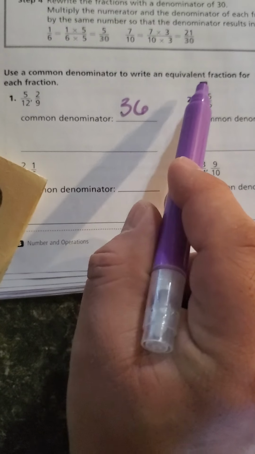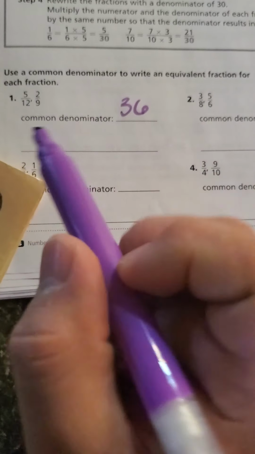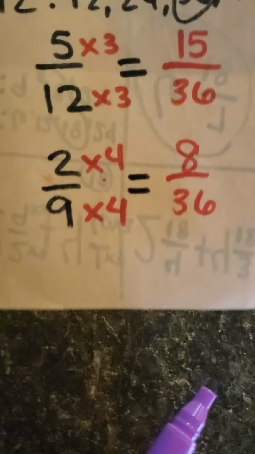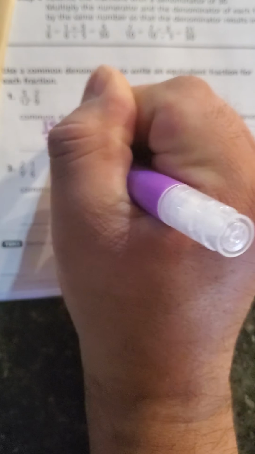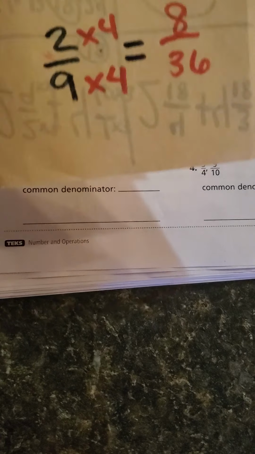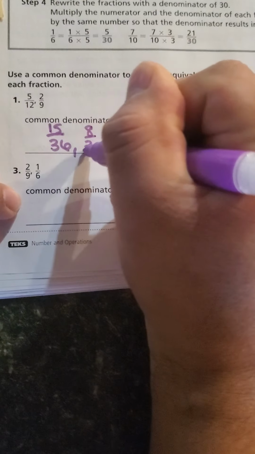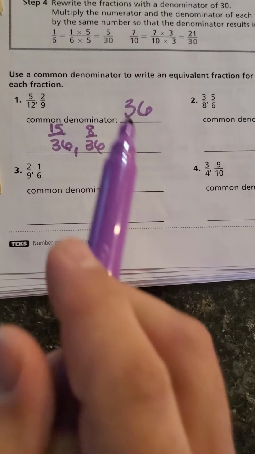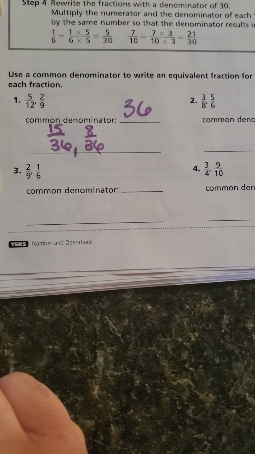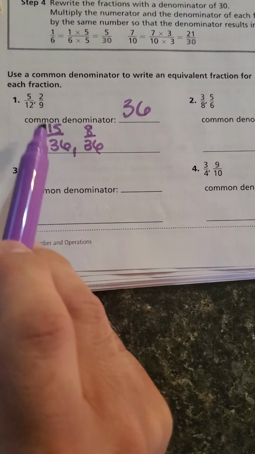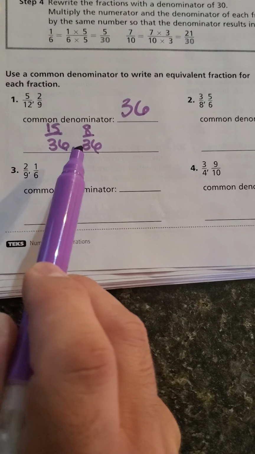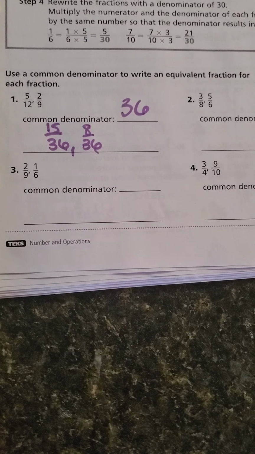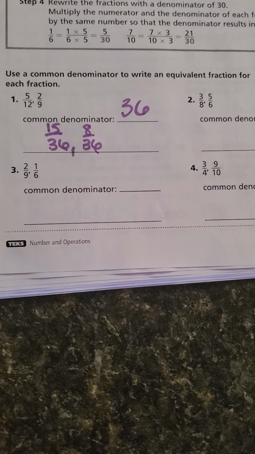Use a common denominator to write an equivalent fraction for each fraction. Well, 5/12 is 15/36. 2/9 is 8/36. So there's your answer. Your common denominator is 36. The equivalent fraction, 5/12 turns into 15/36. 2/9 turns into 8/36. Now let's look at number 2.